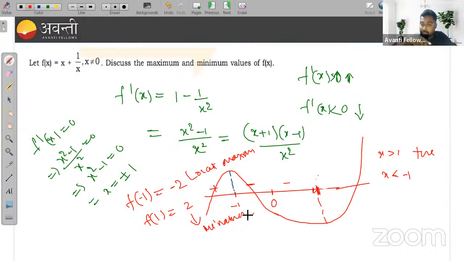Then we will find some critical points and plot those points on the number line. Number line plot करने के बाद check in each interval where the first derivative of that function is positive or negative. Then draw the curve of first derivative. Then you can visualize here you are getting a local maxima, you are getting a local minima. Right? So this is the way we can find.